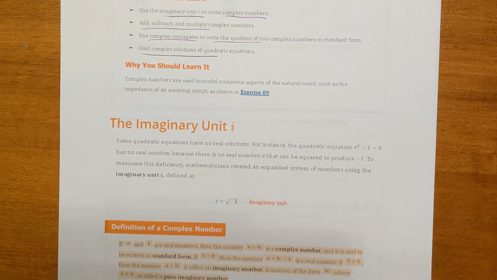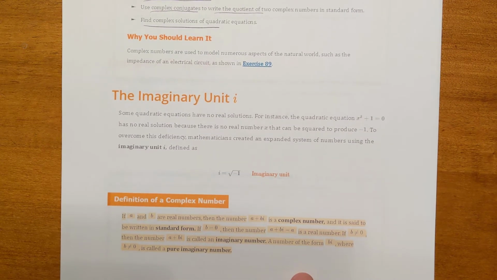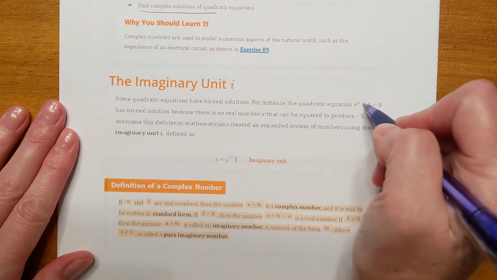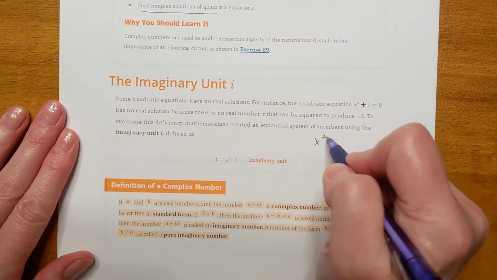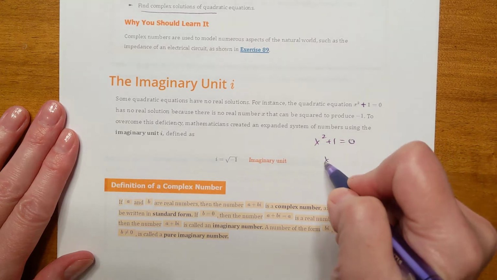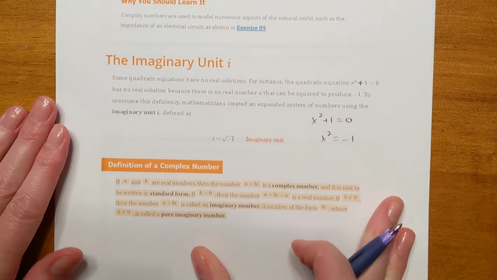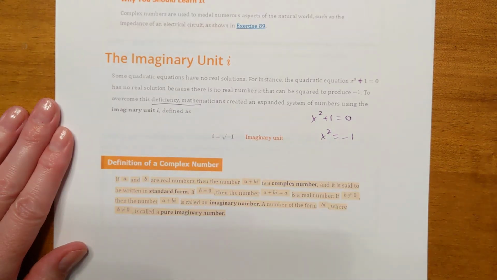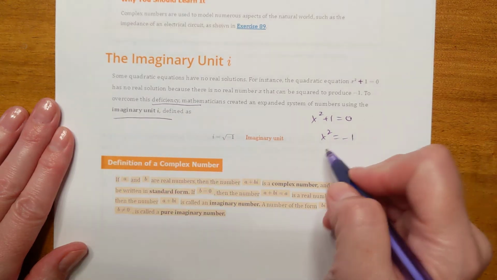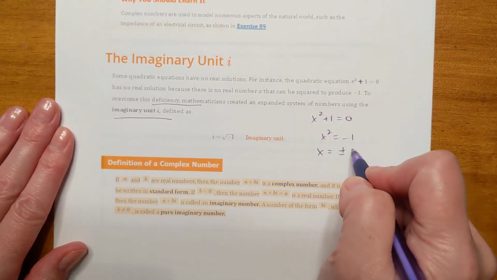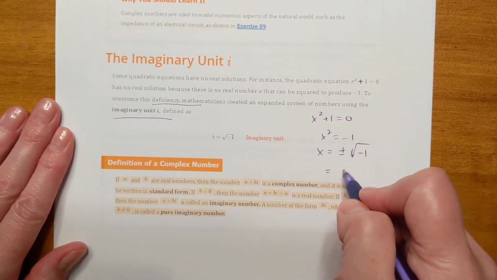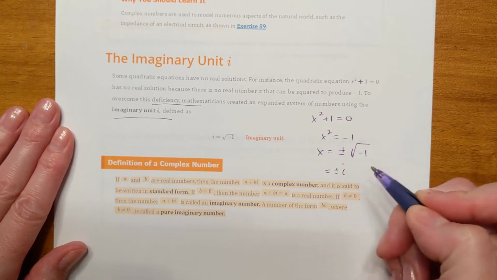All right, it says some quadratic equations have no real solutions. For instance, the equation x squared plus 1 equals 0. When you move the 1 over, you get a negative 1. So because of this deficiency, mathematicians created an expanded system of numbers using an imaginary unit i. So x is equal to plus or minus the square root of negative 1, and the square root of negative 1 is i. So plus or minus i.